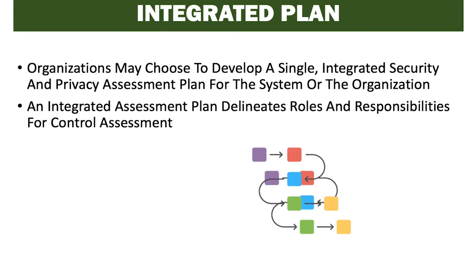Organizations may choose to develop a single integrated security and privacy assessment plan for systems or the organization. An integrated assessment plan delineates roles and responsibilities for control assessment. So we know we have to look at privacy controls as well as security controls. So we can build one single assessment plan to look at both types of controls, or we can also develop two independent plans that can be used to assess privacy controls with one plan and security controls with the other plan. This is up to the organization to determine how they best want to accomplish this part of the task.